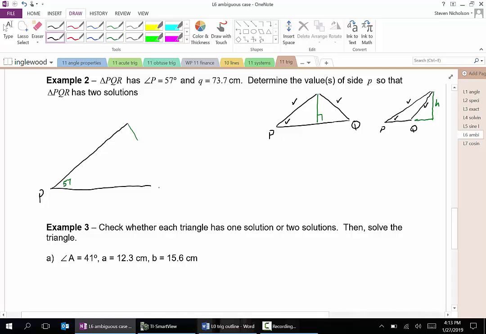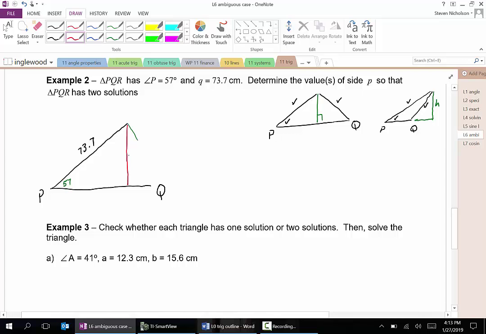And Q is going to be down here, and little q is opposite 73.7. So there's three basic triangles I could draw. I could draw a right triangle, I could draw an acute triangle, or I could draw an obtuse triangle. And if the green line is too small, then I can't draw a triangle at all because angle P has to be 57 degrees.